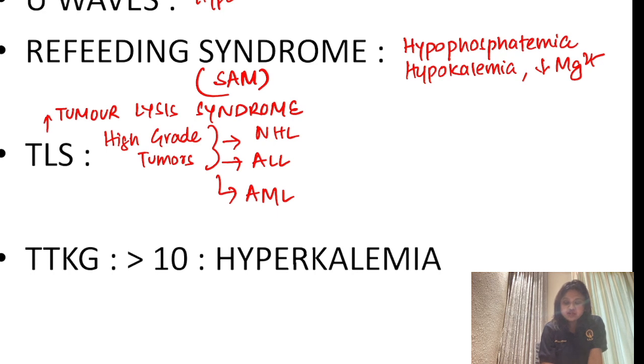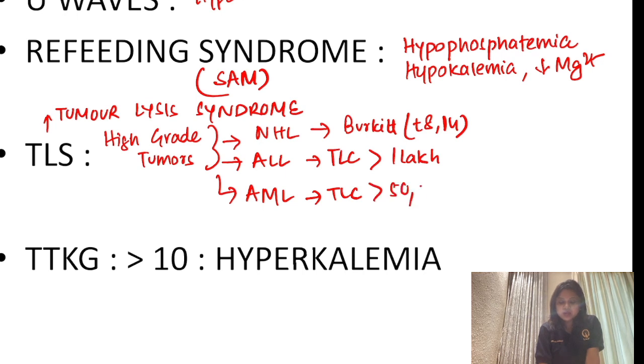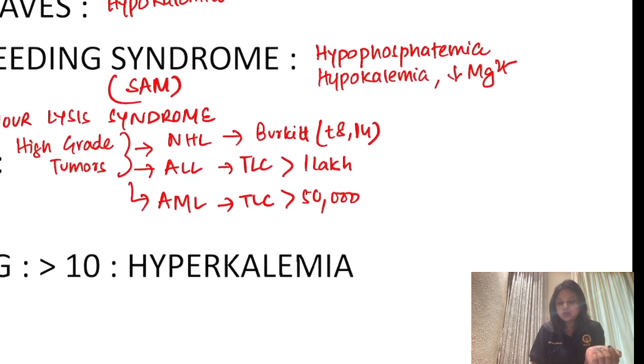In non-Hodgkin lymphoma, usually I am talking about Burkitt's. Burkitt's, you know, it is the translocation 8;14, or lymphoblastic lymphoma. In ALL, if the total leukocyte count is more than 1 lakh, and in AML if the total leukocyte count is more than 50,000. Okay, so we can have tumor lysis syndrome, and because of the lysis of the tumor we have got various clinical manifestations. So what will that be?